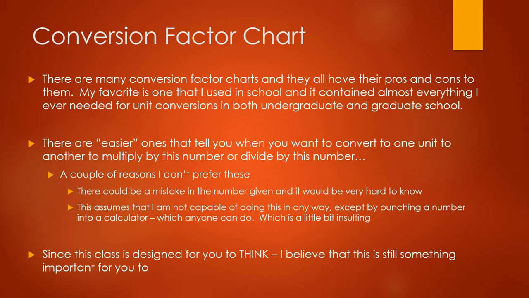Now, there are certainly easier ones that tell you when you want to convert from one unit to another, just multiply by this number and you get the right answer. Or maybe divide by this number and you get the right answer. And I really don't like those. The reason is that there could be a mistake in the number given and it would be hard to know. Or it could tell you to multiply and you were really supposed to divide and you really wouldn't know. But it also assumes that we're not smart enough or capable enough of being able to do this on our own, except by punching a number in a calculator, which is, I think, a little insulting.